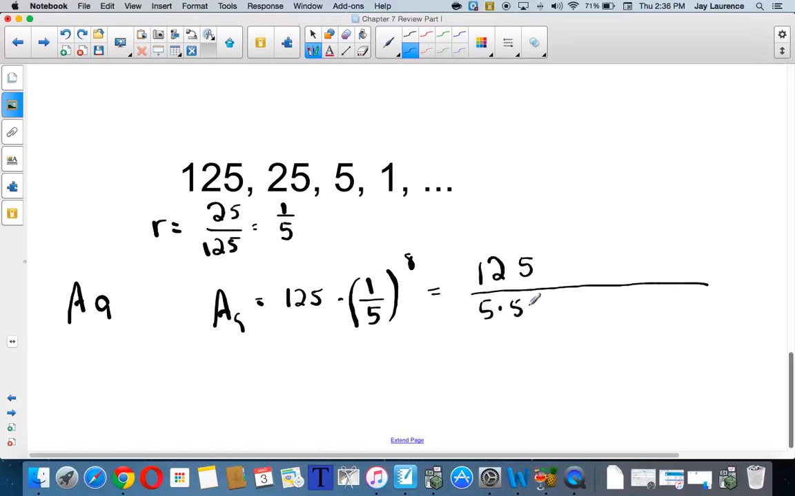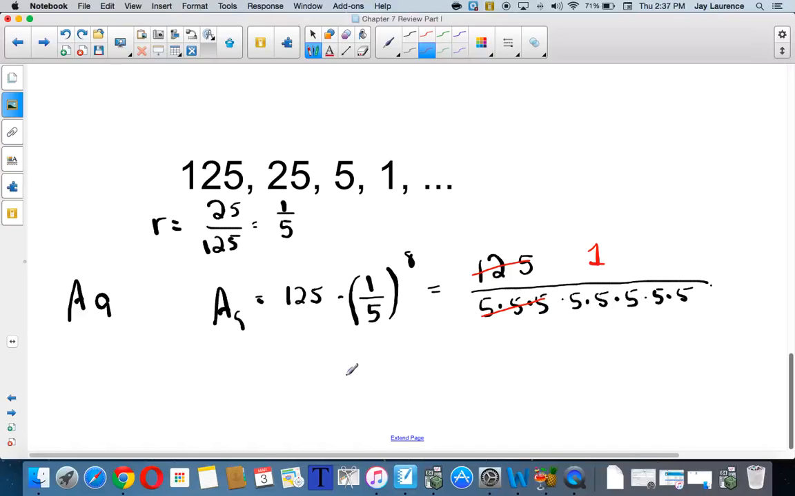5 times 5 times 5 times 5 times 5 times 5. What am I at there? 5 5s? 6 5s, 7 5s, 8 5s. Now I've got one too many, don't I? 3, 4, 5, 6, 7, 8. Yeah, I got one too many. Okay, so let me get rid of that extra one there on the end. And one thing I want to point out to you is I'm going to do some canceling out here because this is 125. So these 3 5s can cancel with that 125. And so I'm left with 1 over 5 to the 5th.